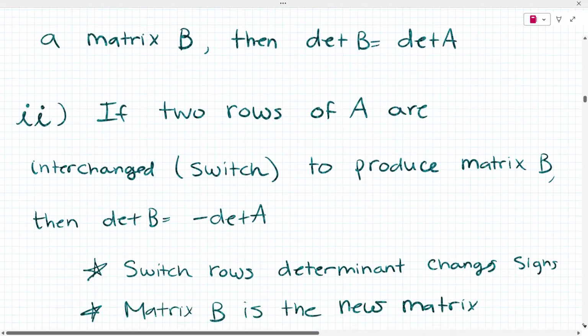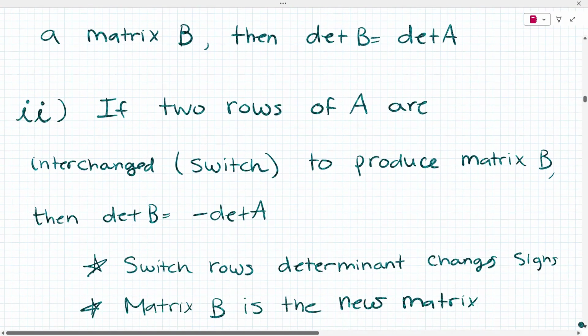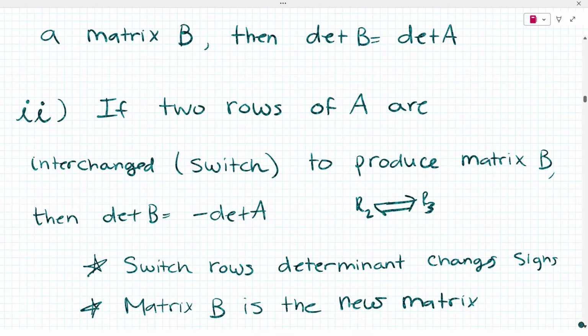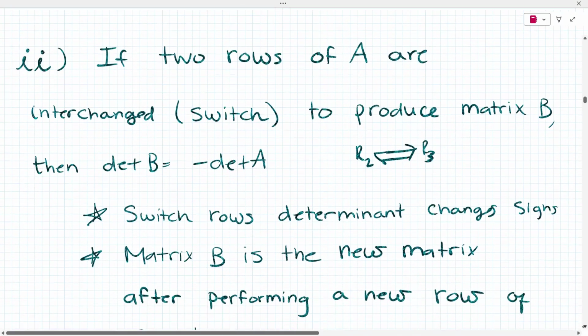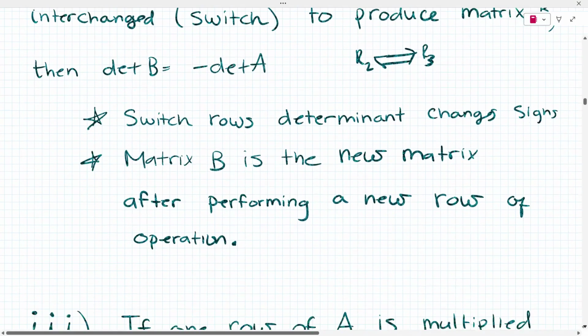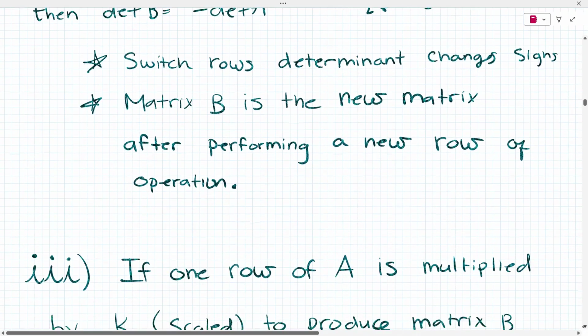What happens if two rows of A are interchanged? So if you switch rows, for example, when you're doing a row operation, row 3 is switched with R2. So when you switch rows, the determinant of B is equal to the negative determinant of A. So yeah, when you switch rows, the determinant changes sign. Matrix B is the new matrix after performing the new row operation. Okay.